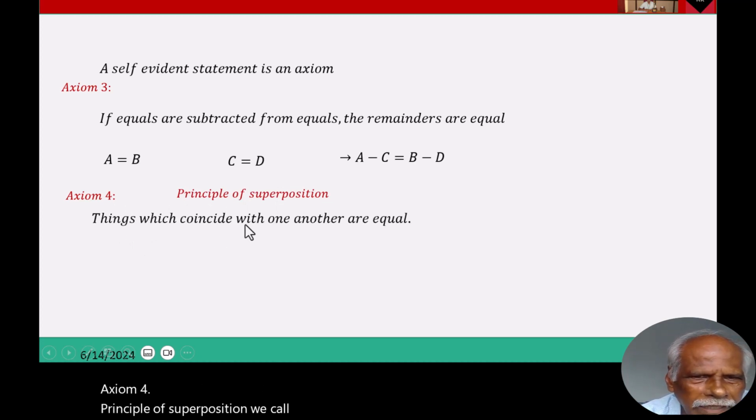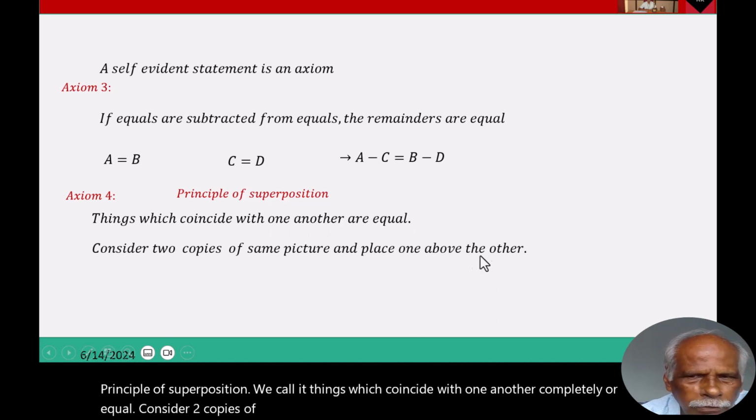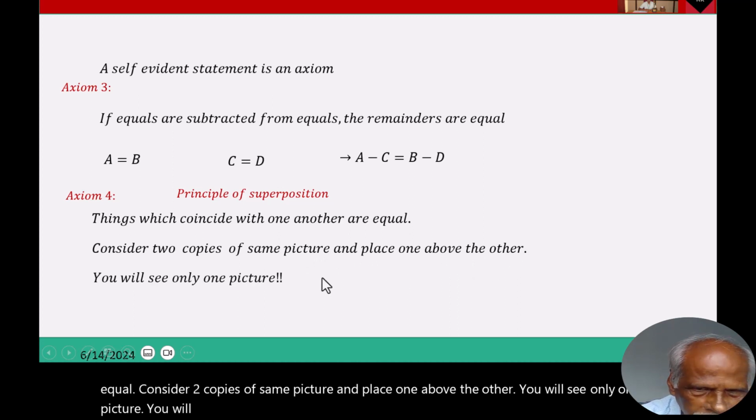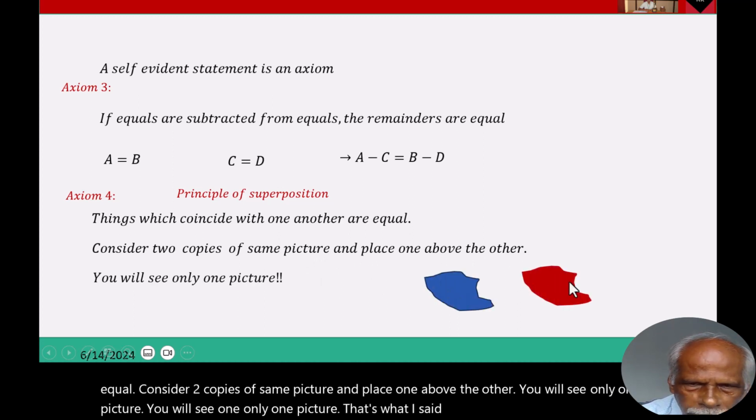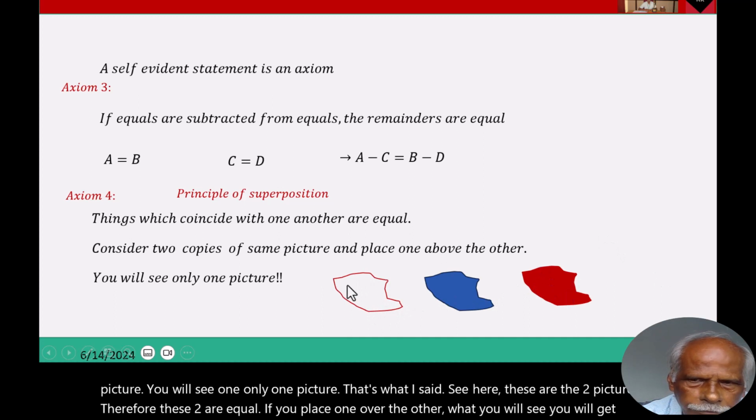Axiom 4. Principle of superposition we call it. Things which coincide with one another completely are equal. Consider two copies of the same picture and place one above the other. You will see only one picture. See here, these are the two pictures. Therefore, these two are equal. If you place one over the other, what you will see? You will get this shape.